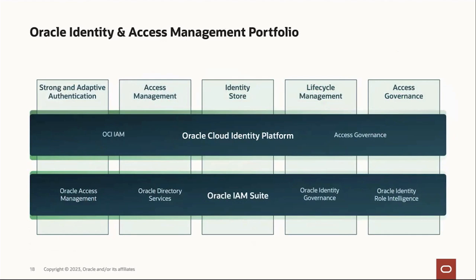This is just a quick visual of our full IAM portfolio. You can see the IAM segments where we focus: strong and adaptive authentication, access management, identity store, lifecycle management, and access governance. There are two parallel deployment tracks. Here you have the Cloud Identity Platform, which includes the OCI IAM service, a full-featured identity as a service solution for workforce, consumer, and developer scenarios. And we recently introduced a cloud-native access governance service.